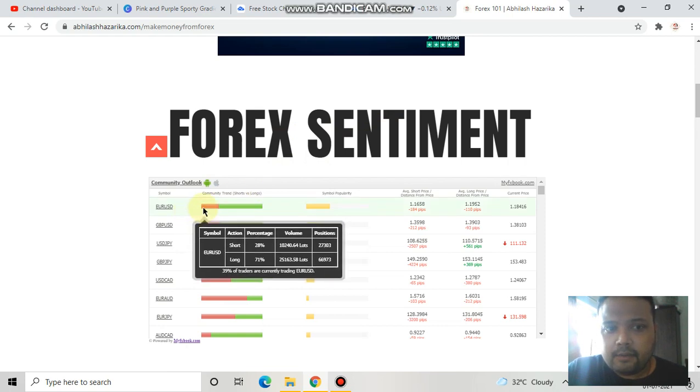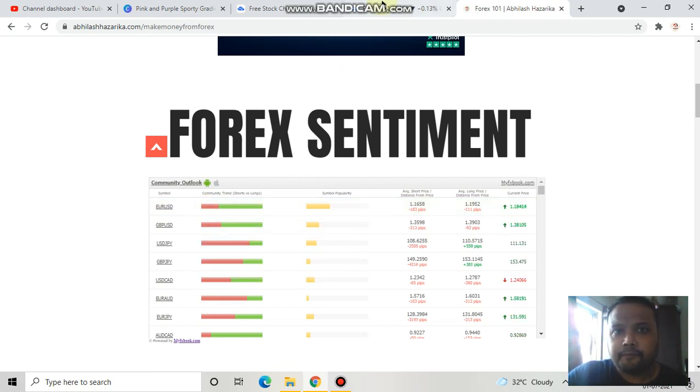In the Forex sentiment meter also you can see that 28% traders have taken short position and 71% traders have taken long position. This is the sentiment meter of the retail traders, and as we all know, 90% retail traders lose money. Therefore, considering the history of trading, there is a possibility that market may go down from here.